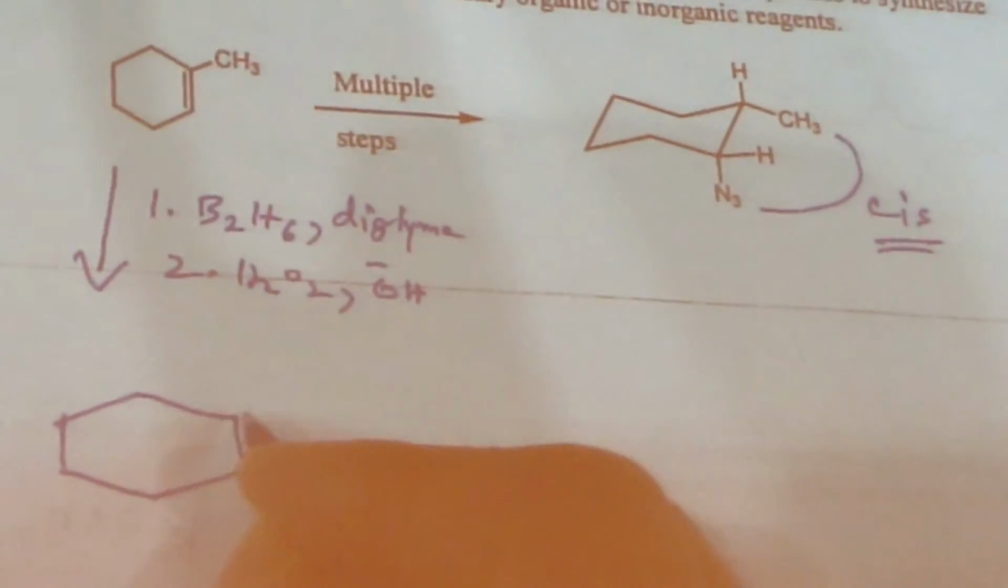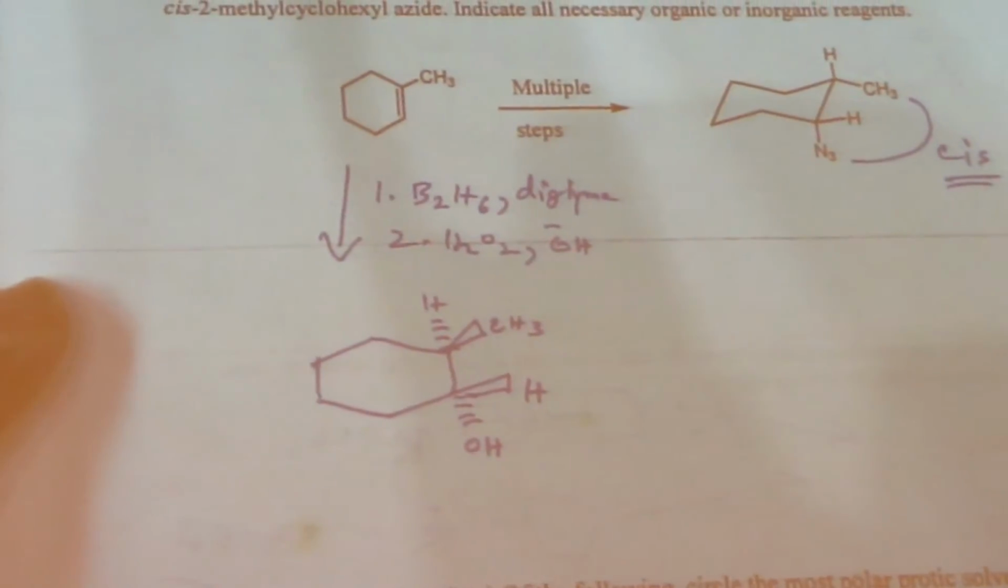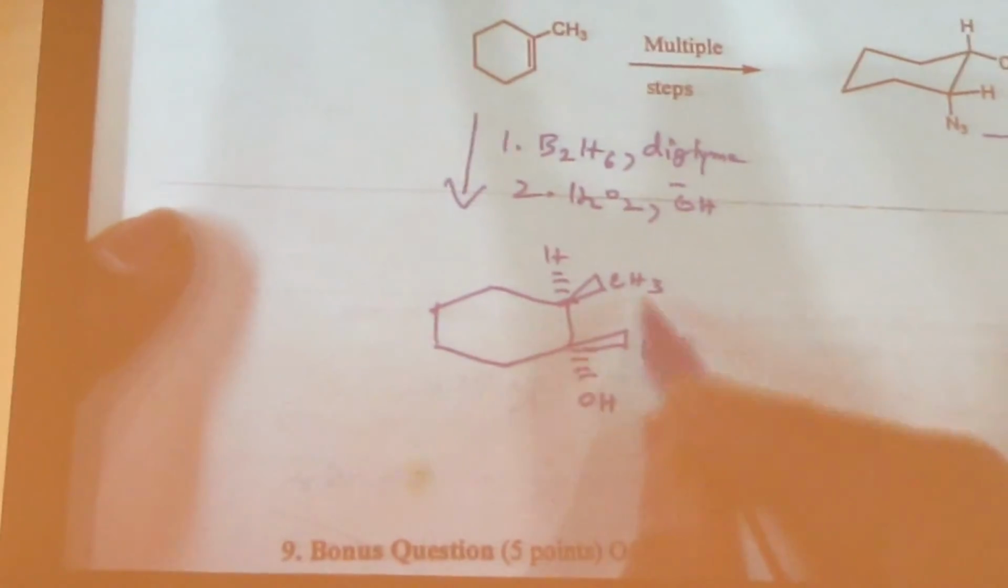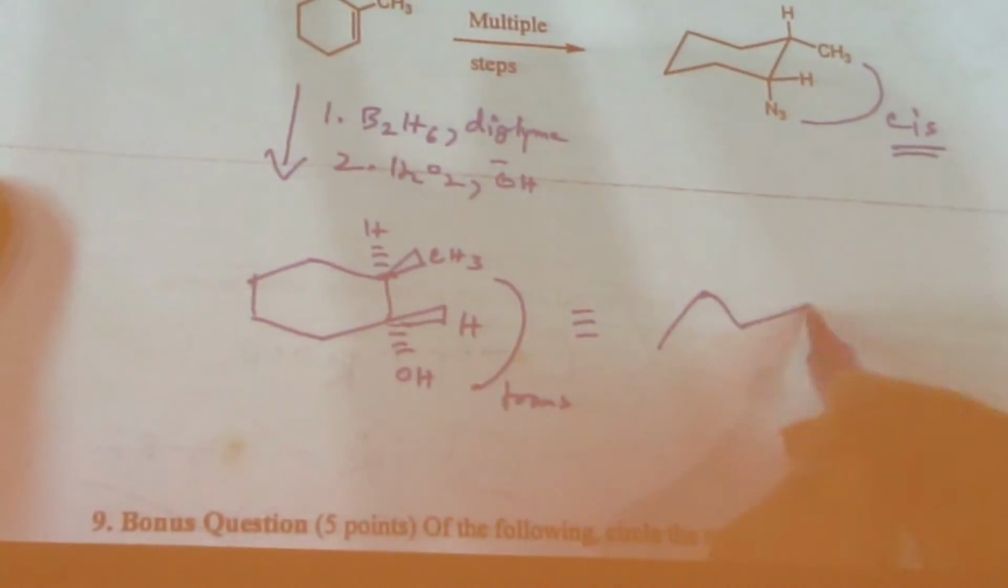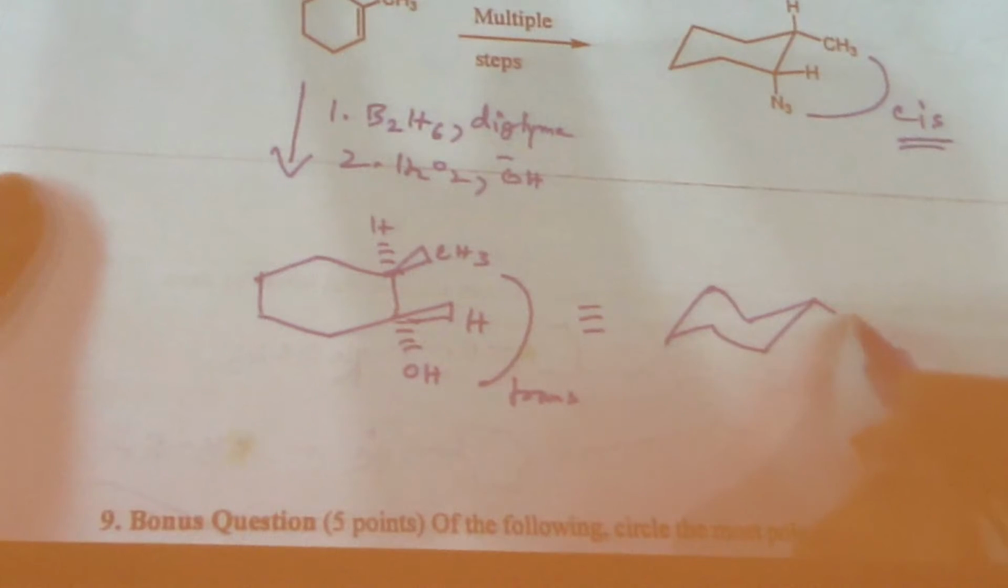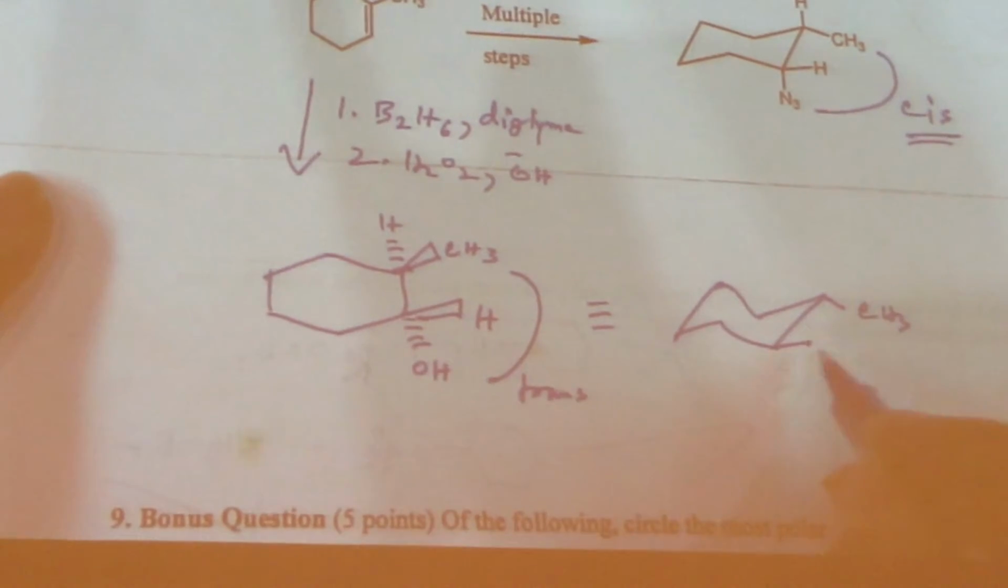That is going to introduce the H and the OH from the same side. So this is what is going to be formed. And now again we can see that the relationship between the methyl and the OH is trans in this case. So we can rewrite this in the chair form like a diequatorial conformer. CH3 and OH.